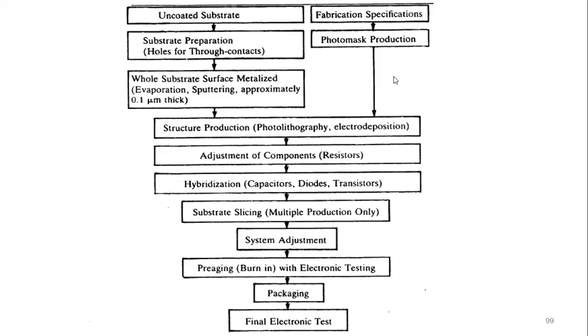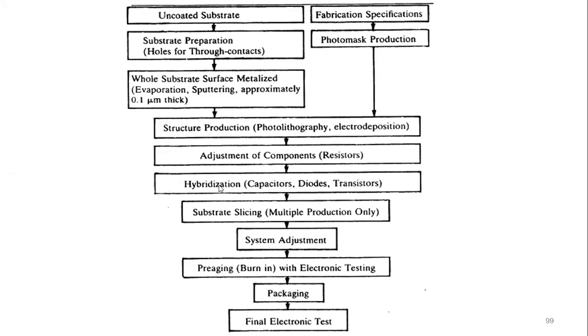Then you can have the structure production, that is the photolithographic method. What is that? These words you are familiar with. So when we go ahead, you will understand. Then adjustment of the component, maybe the resistor or the other, how you can do the adjustment, meaning how you can get the accurate value.